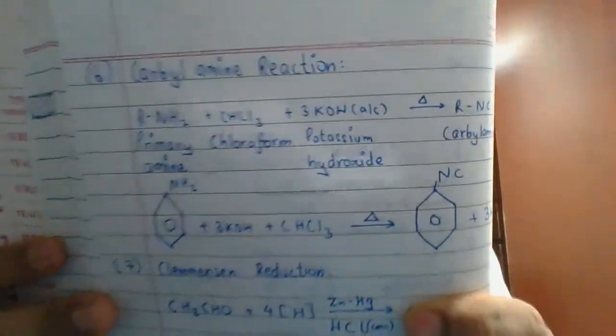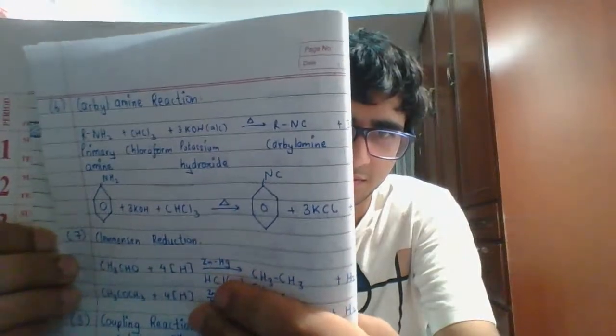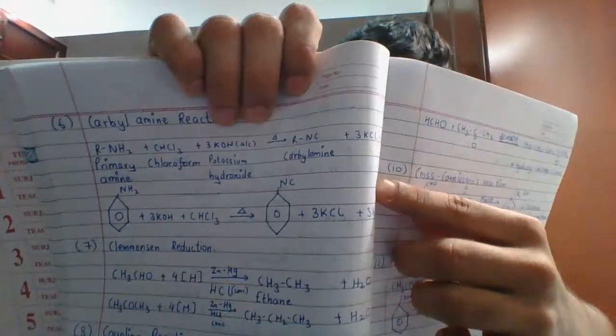You add a primary amine to chloroform in the presence of potassium hydroxide. You heat it. You get RNC, plus 3KCl plus 3H2O. In this case, I've used aniline, which is benzene with an NH2 group, and I've heated it. It is a primary amine. This is the reaction, and the number of H2O formed is here. Okay, that's good.